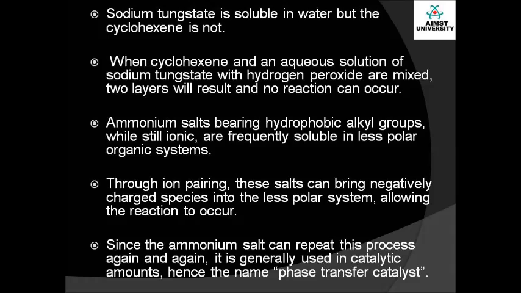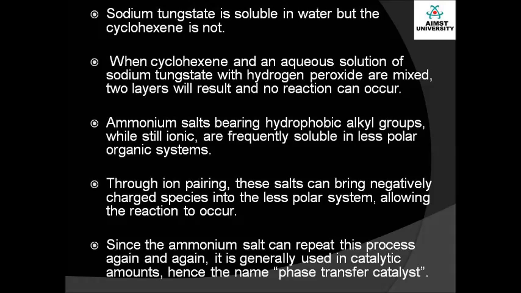Sodium tungstate is soluble in water, but the cyclohexene is not. When cyclohexene and an aqueous solution of sodium tungstate with hydrogen peroxide are mixed, two layers will result and no reaction can occur. Being a green chemistry experiment, the use of a solvent other than water is less appealing. In order to allow the reaction to occur in the presence of two phases, a phase transfer catalyst will be added to the solution.